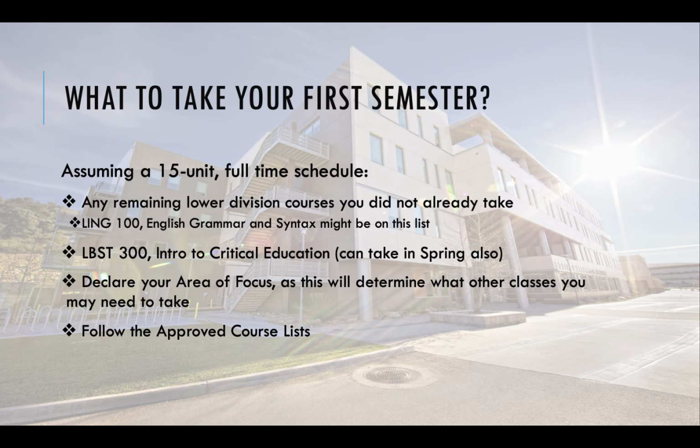What should you take your first semester as a transfer student? Assuming a 15-unit full-time schedule, you should take any remaining lower division courses for the major. For many students, this includes Linguistics 100, English Grammar and Syntax. You should also take Liberal Studies 300, Introduction to Critical Education. Once you select your area of focus, you may start taking classes for that area and other upper division courses that are open. Follow the approved course list on the advising website.